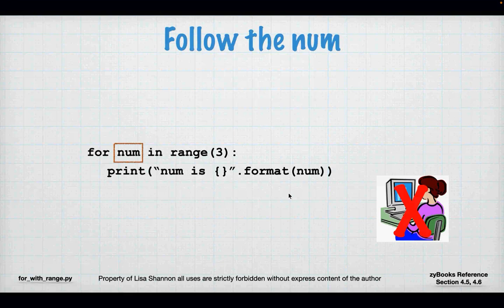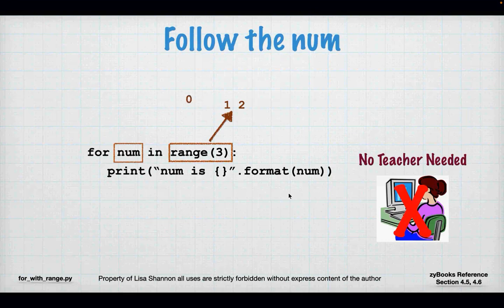Now, let's follow the num. So there's no teacher needed. I'm just superfluous. So what's going to happen here? I have range of 3, which is 0, 1, and 2. That's exactly what it's going to create. It's going to create a list with the numbers 0, 1, and 2 in it. So 0 is num. I'm going to print num is 0.